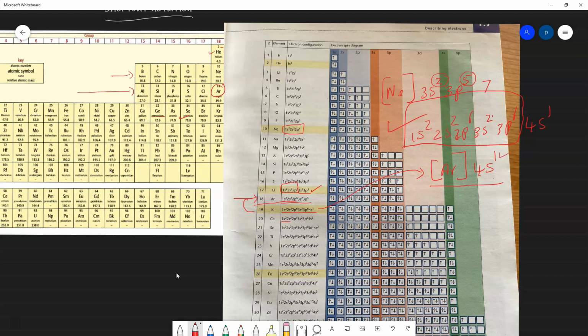Likewise, to write calcium, you can take argon as a base followed by whatever is extra. Calcium has got 2 more electrons compared to argon. Same thing here: up to here this will be argon, Ar. After that you've got 3d1 and 4s2, so it has got 3 more electrons than argon. So that's it. This is what you have to know. This is what the shortcut means.